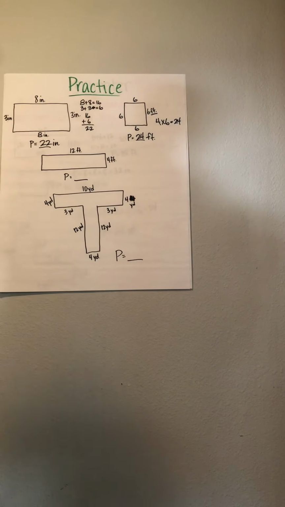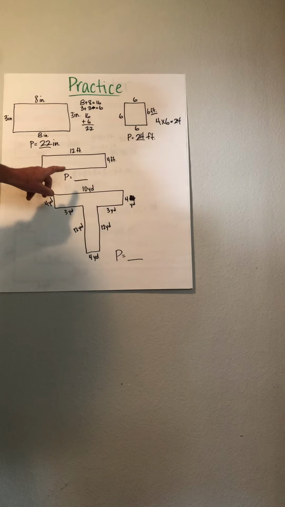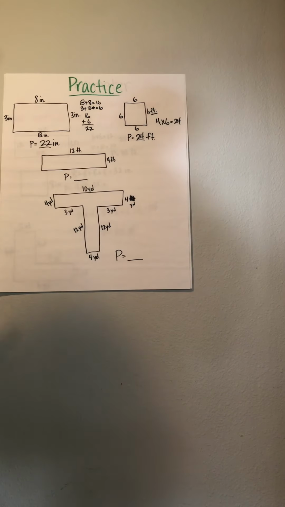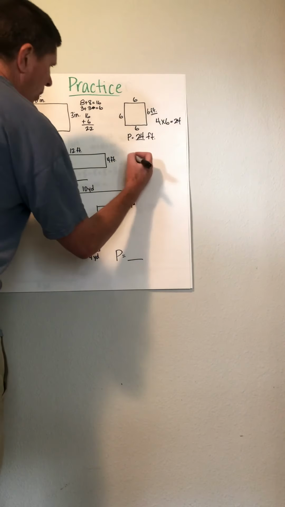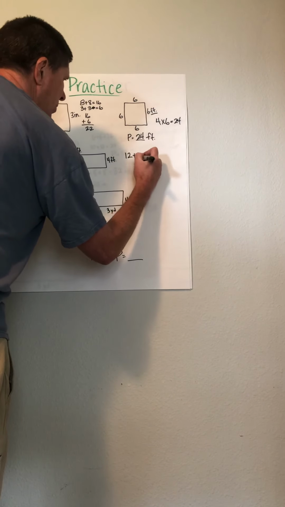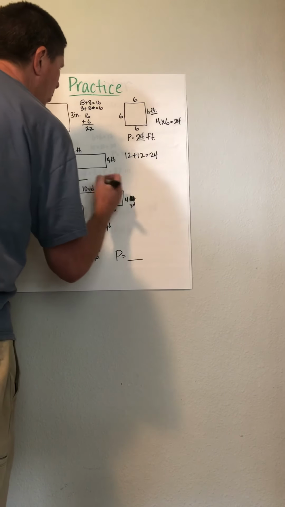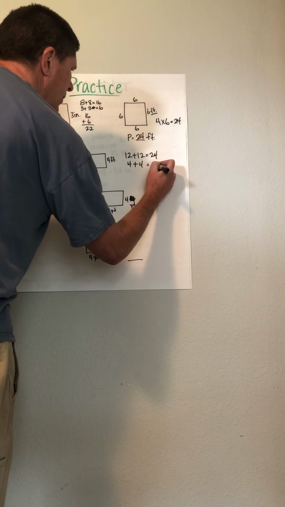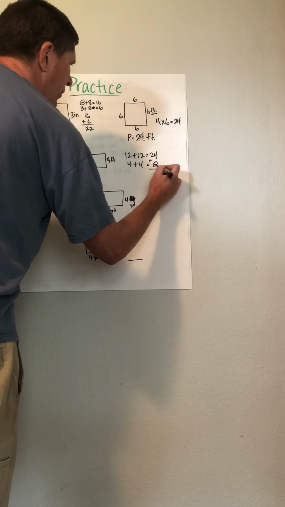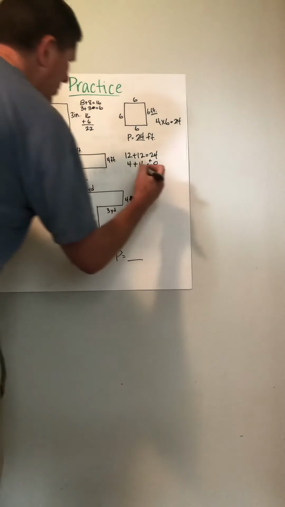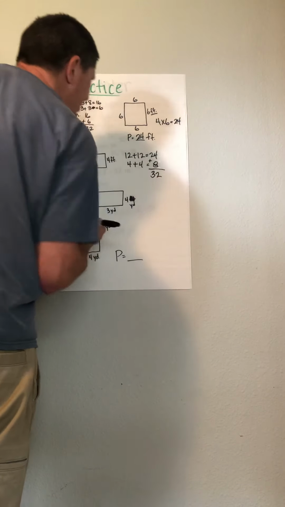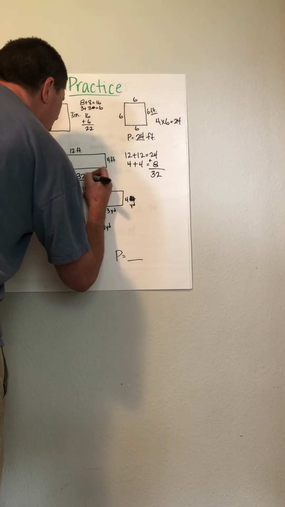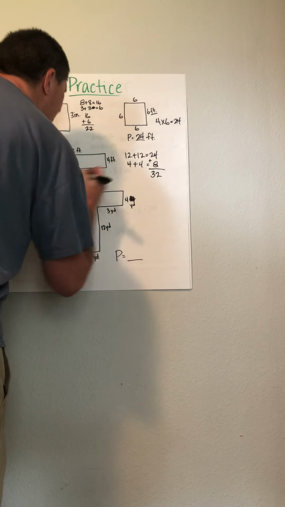Okay? So here we have another rectangle. This rectangle is 12 feet by 4 feet. Now, I know there are 2 sides that are 12. So 12 plus 12 equals 24, and 4 plus 4 equals 8. And then 24 plus 8 equals 32. So the perimeter of this long rectangle is 32 feet.